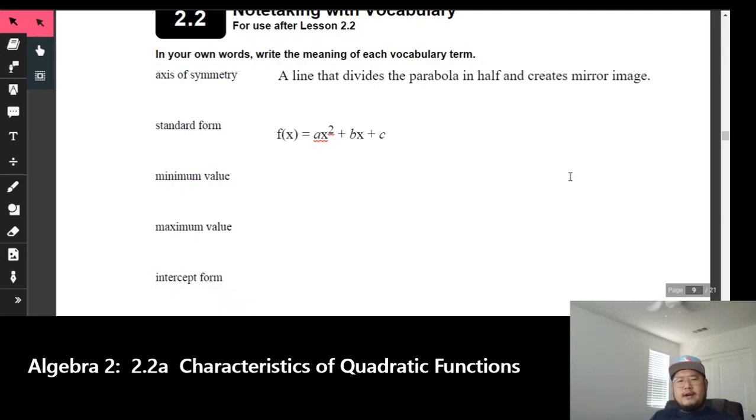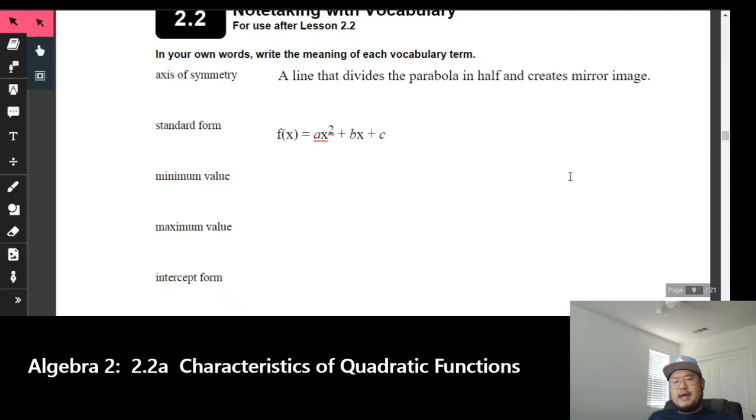Now, we have right here next up the standard form. Now, in 2.1, the way this equation was set up was f of x is equal to a times parentheses x minus h quantity squared plus k. So that was vertex form. Right here, I show you what standard form is. And it's f of x, or you've seen it as y, is equal to ax squared plus bx plus c.